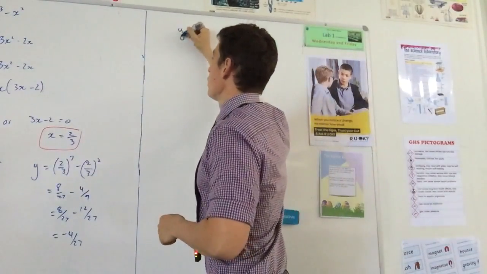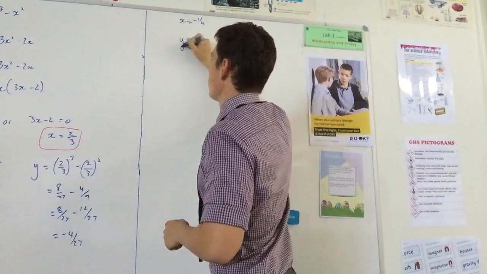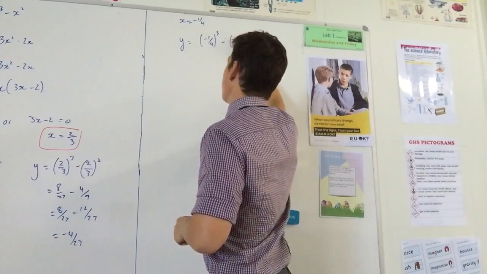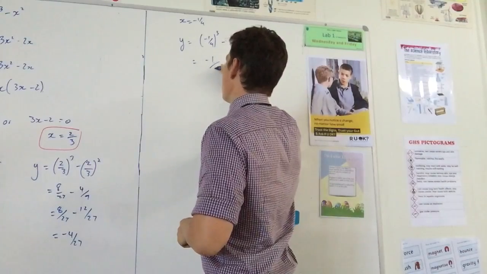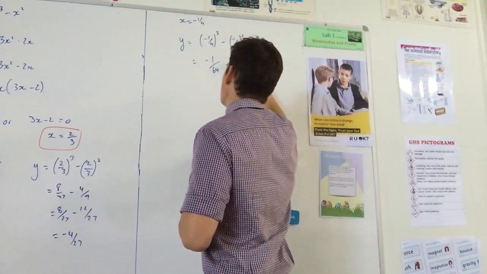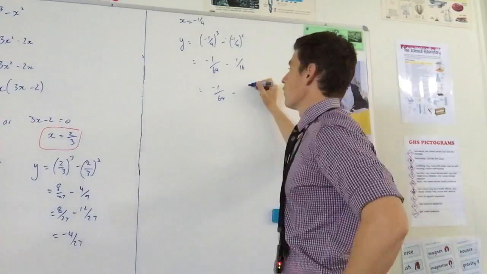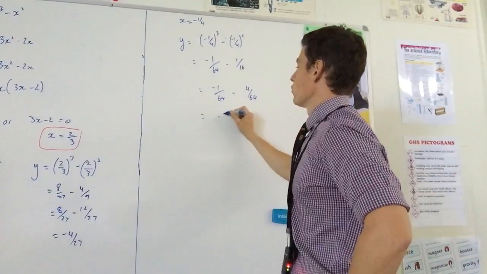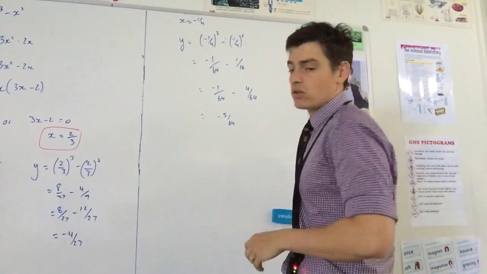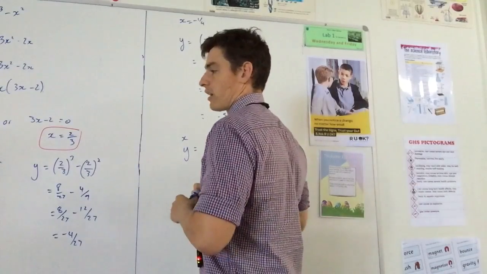So I'm going to look at x equals negative 1 on 4 to start with. y equals negative 1 on 4 to the power of 3 minus negative 1 on 4 to the power of 2, which gives me negative 1 on 64, minus 1 over 16, which gives me negative 1 over 64 minus 4 over 64, which equals negative 5 over 64. I'll come back to that. I want to look at my top domain.